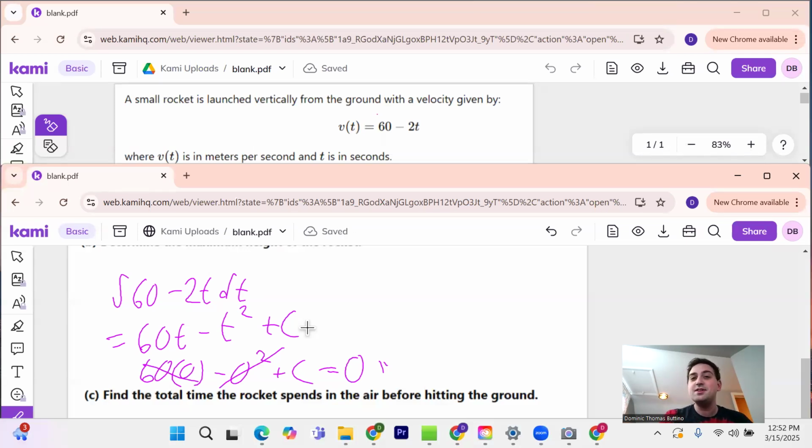That constant is 0, meaning we can actually just ignore it in this case. That won't always be true, but in this one, since the rocket is starting from the ground, that constant is going to be 0. Okay, so this is our displacement function. And now all we have to do is, you remember, like I was saying before, that this rocket is at maximum height when its speed, its velocity, hits 0. That is at 30 seconds.